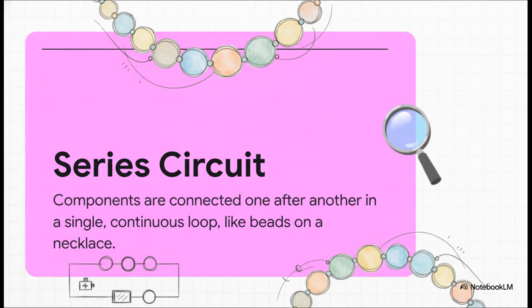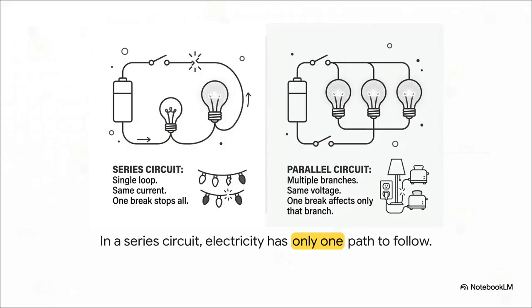The source material has the perfect analogy for this. Think of it like beads on a necklace. The string has to go through every single bead, one by one. There are no shortcuts, no detours. And this diagram shows it perfectly.